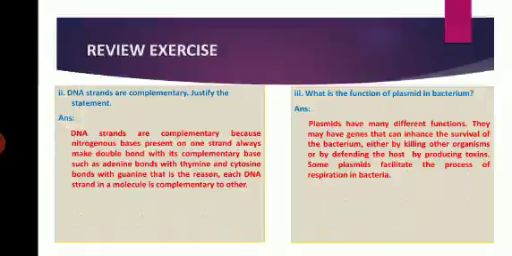Now how do they increase the survival chances of the bacteria? Either by killing other organisms or by defending the host bacteria by producing toxins. Some plasmids facilitate, means make easy, the process of respiration in bacteria. So some plasmids also make the process of respiration easy for bacteria.